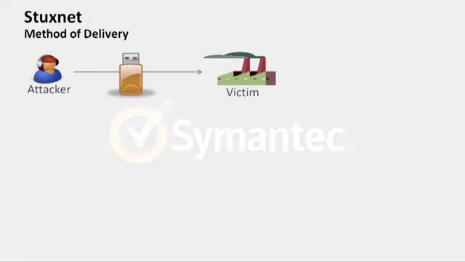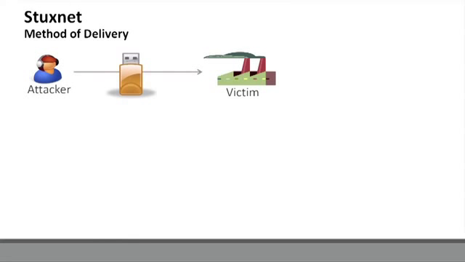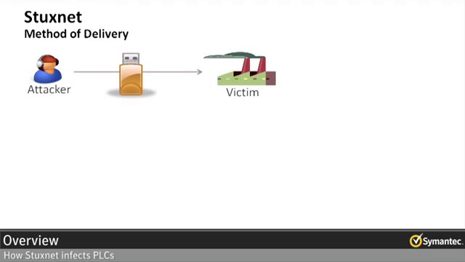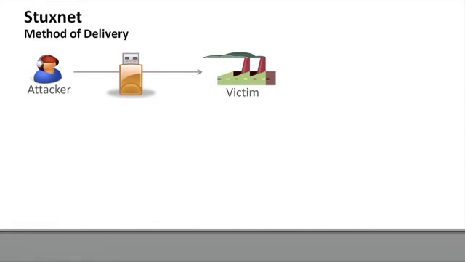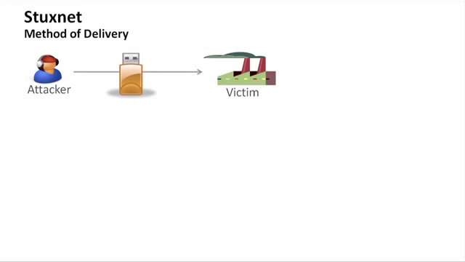Stuxnet is the first worm to target an industrial control system, such as a gas pipeline or a power plant. The attack likely started when an infected USB key was physically brought into the target environment, perhaps by an unknowing third-party contractor or by an insider.